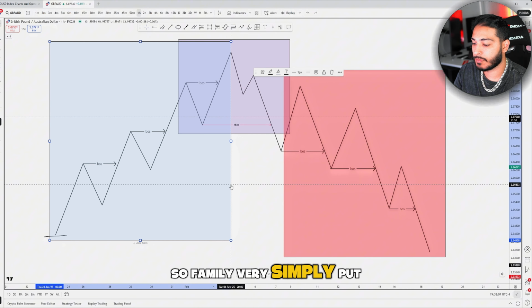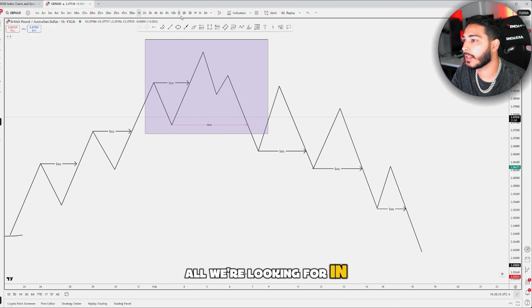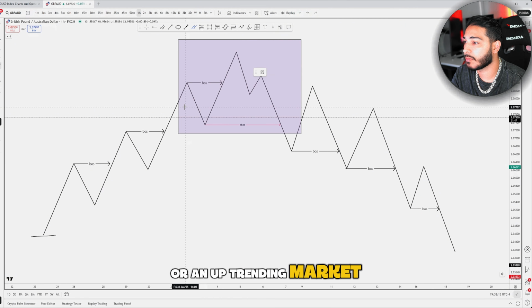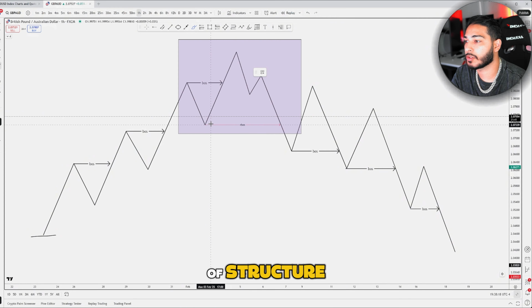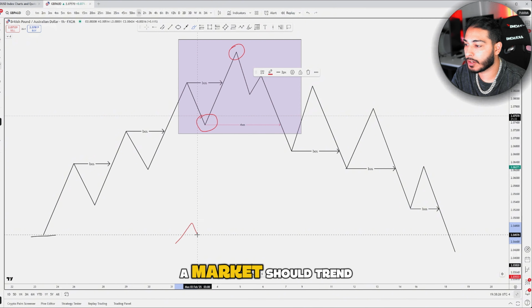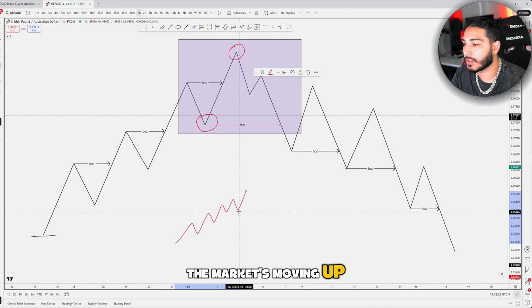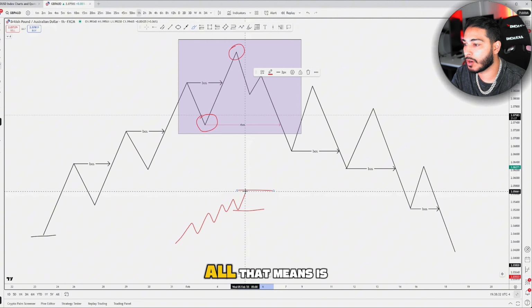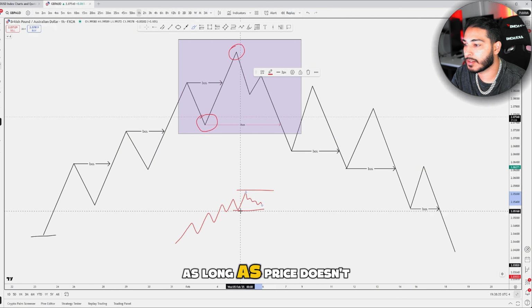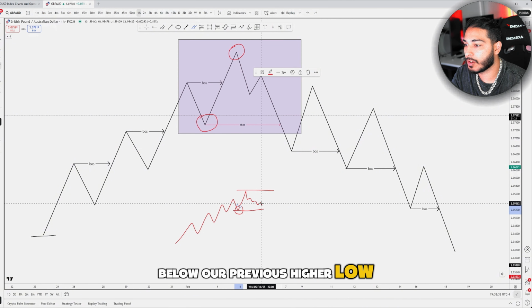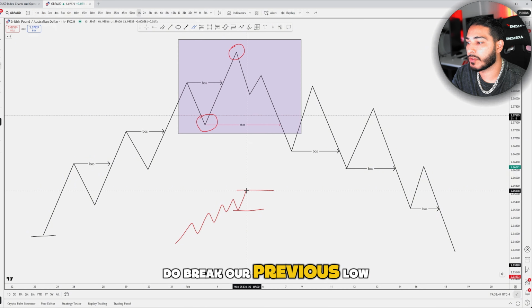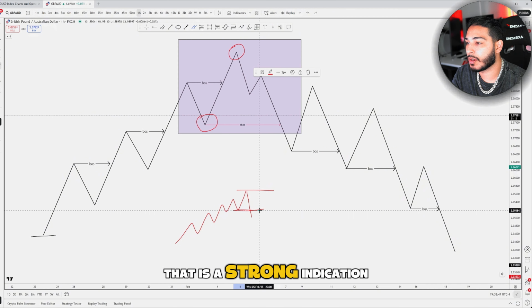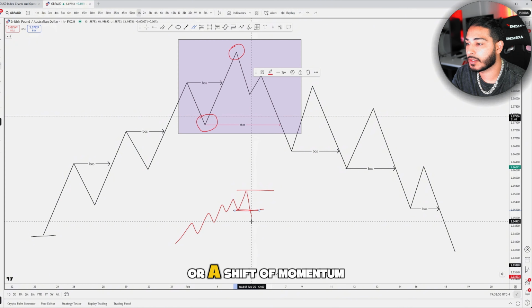So family, very simply put, all we're looking for in a downtrending market or an uptrending market or just a market that's reversing is we're just looking for the structural range to show us a break of structure. Now, what does that mean? Here's our higher low and here's our highest high. In the sense of how a market should trend, if we're in an uptrending market, the market's moving up. As long as we're trading in the range, it doesn't matter what happens between these two lines. As long as price doesn't break below our previous higher low, we should assume that the market's going to continue up. Now, the moment that we do break our previous low, that is a strong indication of a change of direction or a shift of momentum.